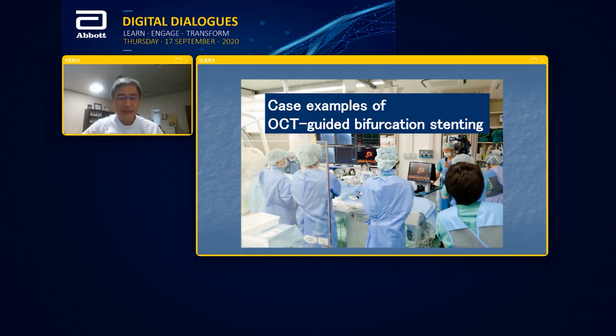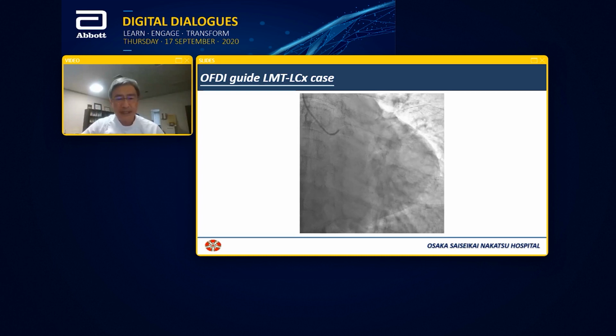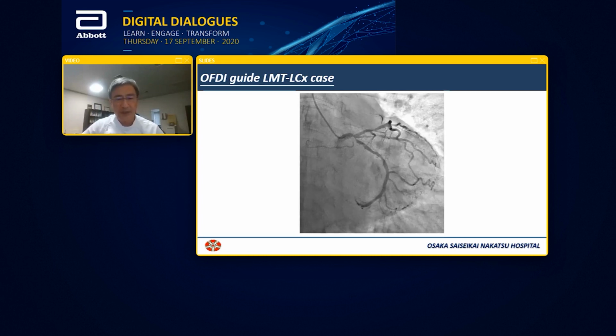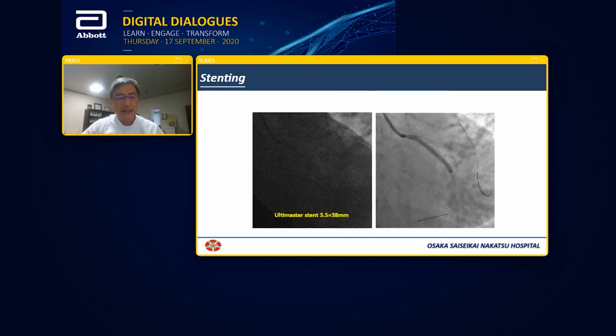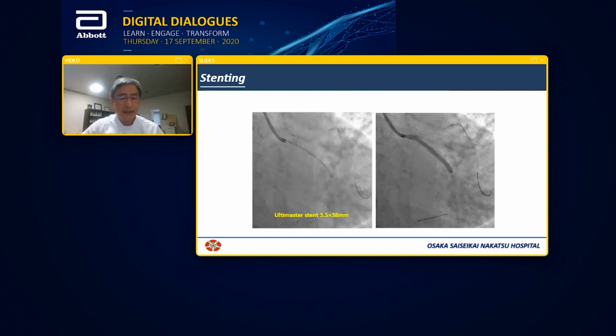So I would like to show some case examples. This is an LMT circumflex lesion like this. And an Orsiro stent, 3.5 by 38, was implanted to this lesion, LMT to the circumflex, and we recrossed the guide wire to the LAD again.